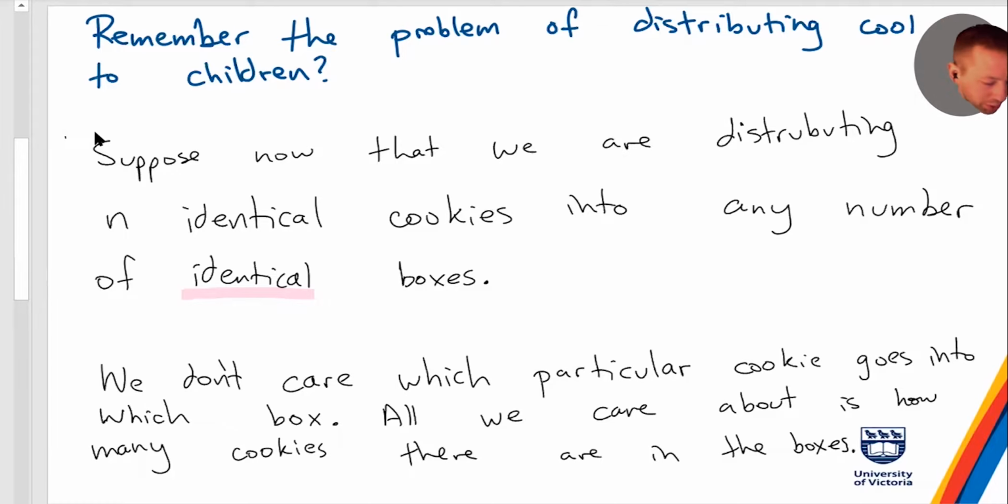So if I put 2 cookies in the first one and 1 in the second one, that's the same as putting 1 in the first one and 2 in the second one, because I can't tell the difference. I could just switch the boxes and it's the same.